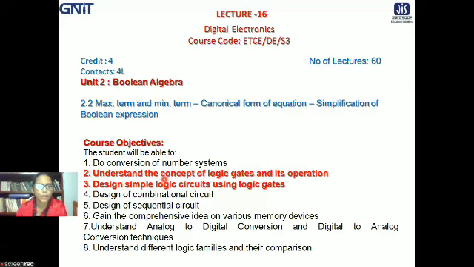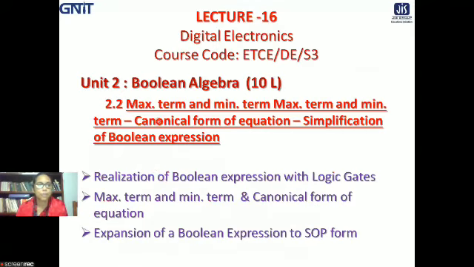Now, next is the small lecture plan of this particular lecture. This lecture comes in unit 2 Boolean algebra, which consists of 10 lectures. We are continuing the subtopic, that is 2.2 max term and min term, canonical form of the equation, and the simplification of the Boolean expression.